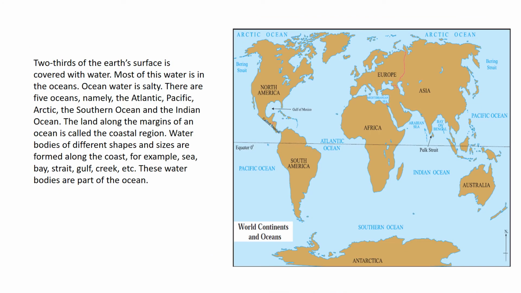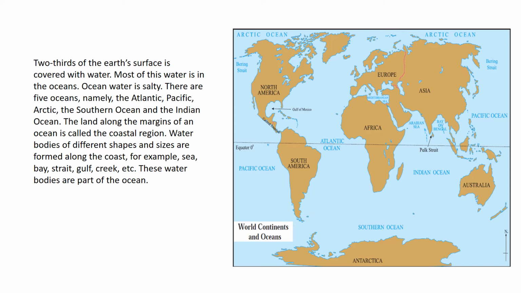2/3 of the Earth's surface is covered with water. That means 1/3 of the Earth's surface is covered with land and 2/3 is covered with water. Most of this water is in the oceans. That is why the ocean is called the largest water resource. Ocean water is salty. There are 5 oceans, namely the Atlantic, Pacific, Arctic, the Southern Ocean and the Indian Ocean.